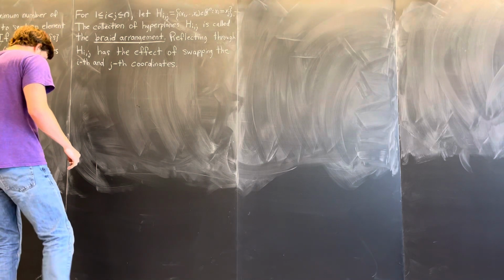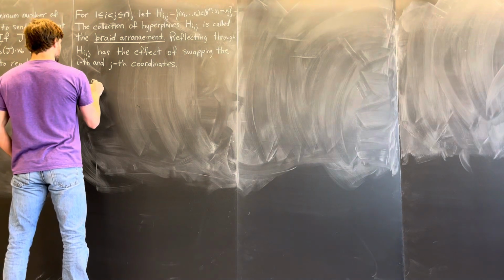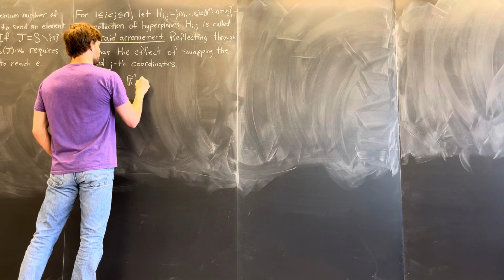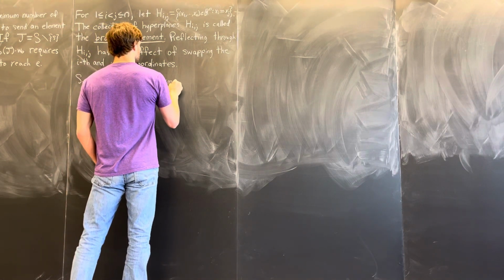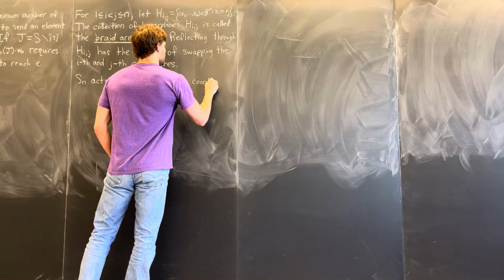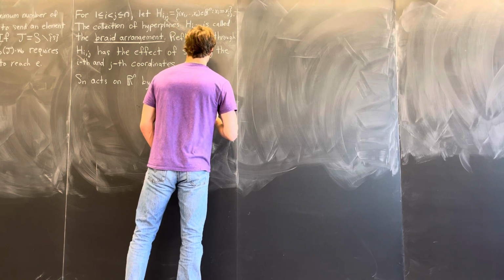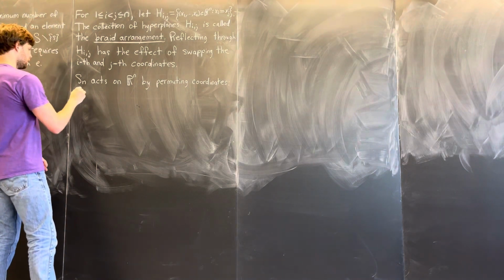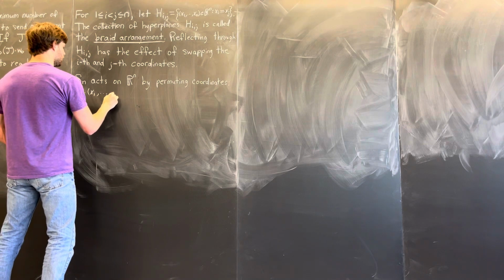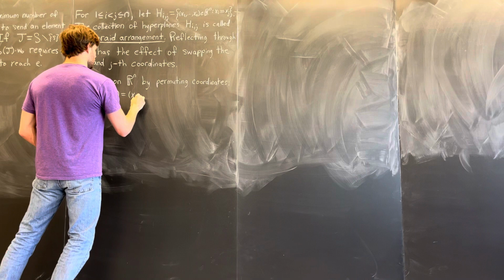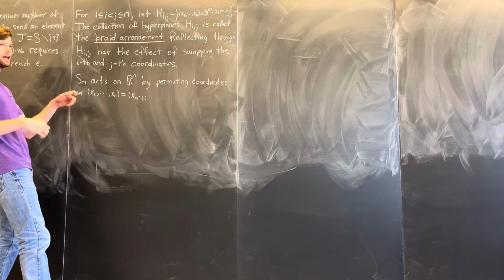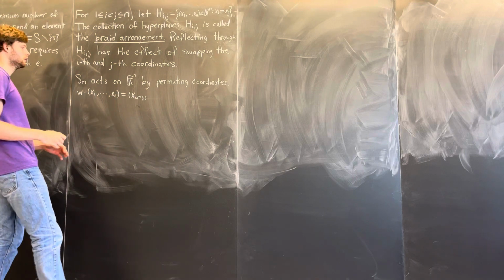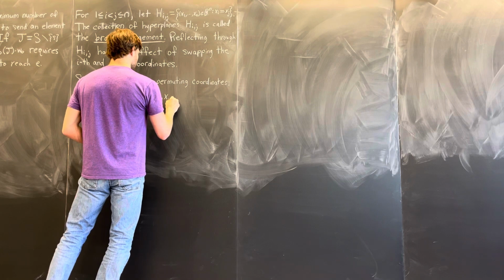So the symmetric group S_n is going to act on R^n by permuting coordinates. The way I would write this is, if I have some permutation w, and I want it to act on a vector x_1 through x_n, I would get x_{w^{-1}(1)} through x_{w^{-1}(n)}. And I want to use inverses so that this becomes a left action. You can check that you have to have inverses here to make it work.